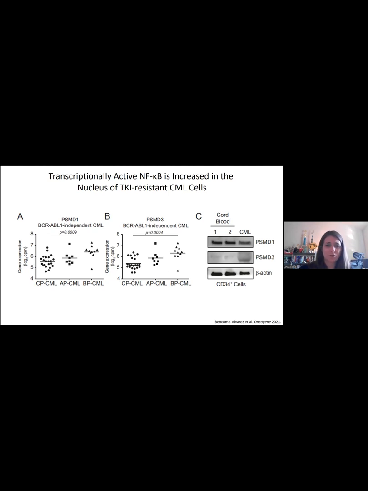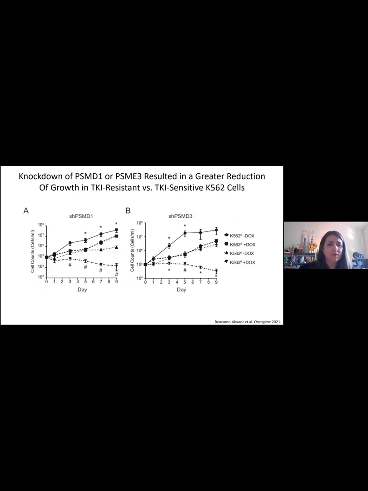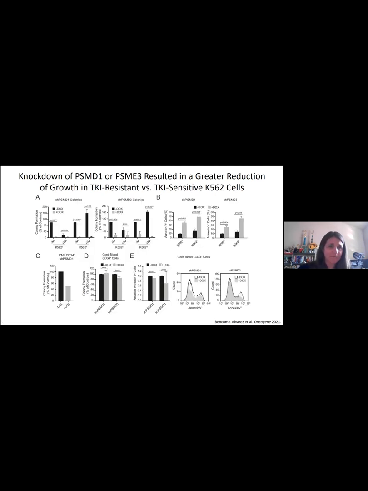However, when we looked at the protein level, PSMD3 and not PSMD1 was found upregulated in CML patient samples versus normal cord blood controls. When we used shRNAs from the library screen to knock down PSMD1 and 3, we saw a reduction in growth of the TKI resistant cells to a much greater extent than the TKI sensitive controls, suggesting that these proteins are important for TKI resistance.